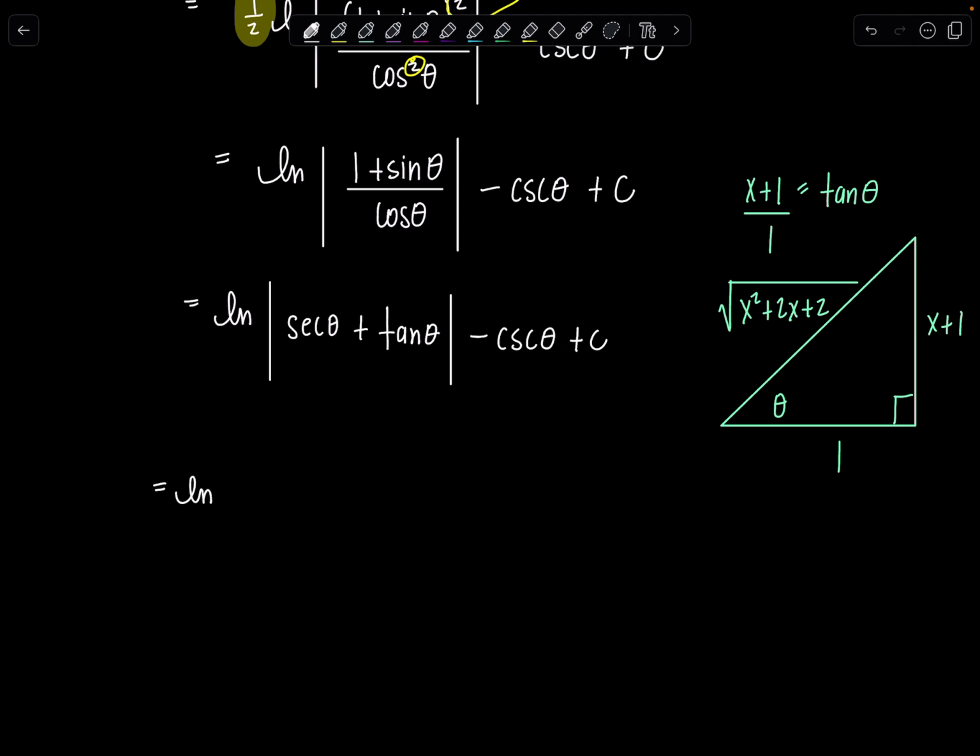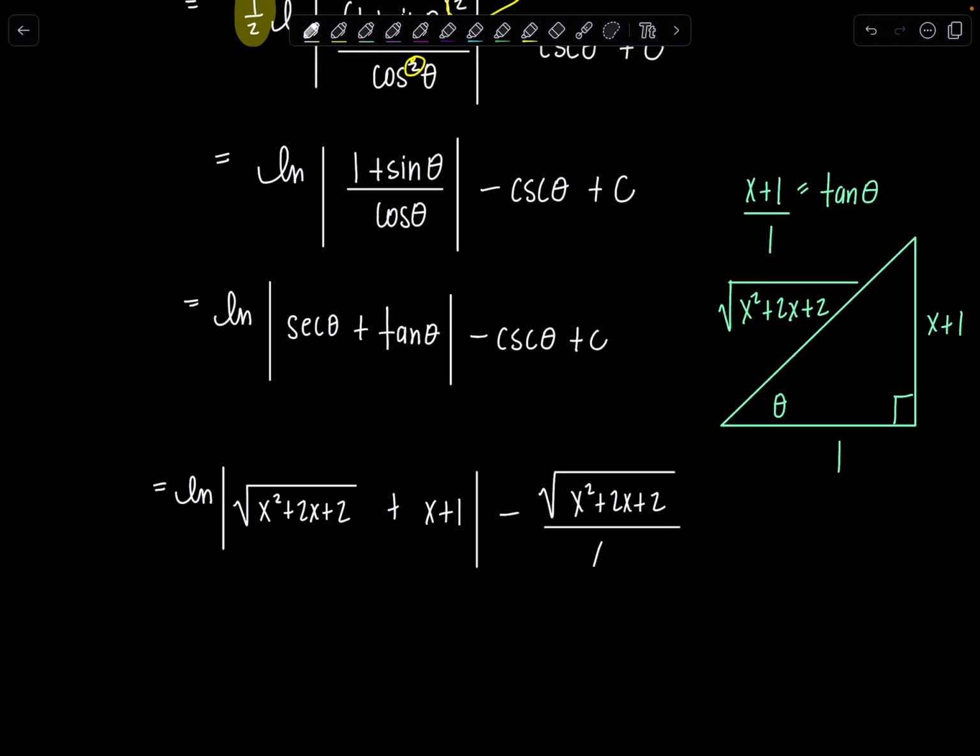So this is going to be natural log, absolute value. Secant theta is ratio of hypotenuse over adjacent. So radical x squared plus 2x plus 2 over 1, which I don't need to write. Cool. Aren't you glad we cleaned it up so much? Plus tan theta, that's just x plus 1 over 1, but we don't write that. Minus cosecant theta, that's ratio of hypotenuse over opposite, radical x squared plus 2x plus 2 over x plus 1, plus c.